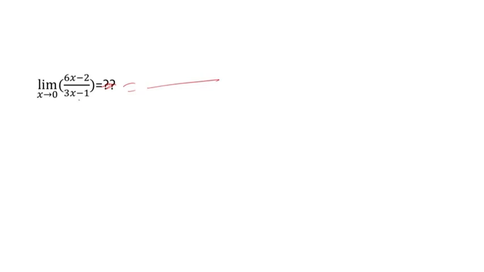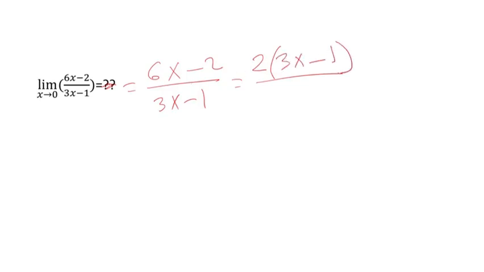So the same thing here. The first step is to write the entire thing: 6x minus 2 divided by 3x minus 1. Here I see that 2 is common, so 2 times 3x minus 1 divided by 3x minus 1. These cancel out, so I end up with 2.